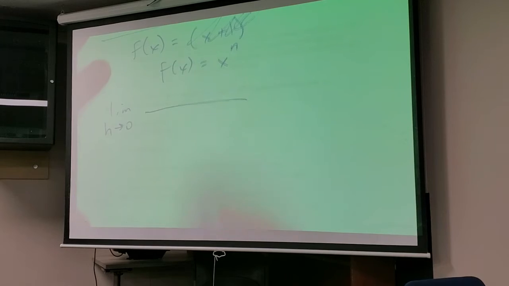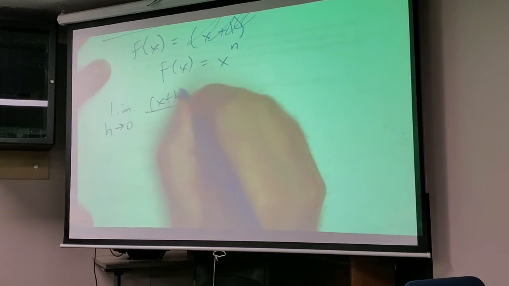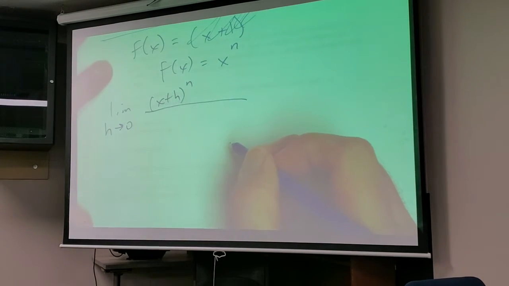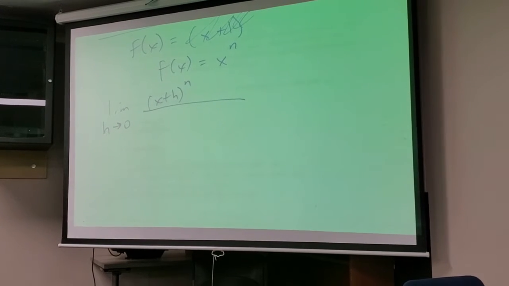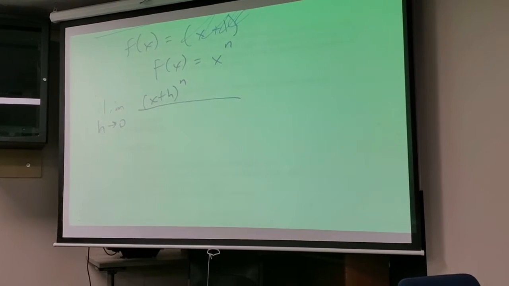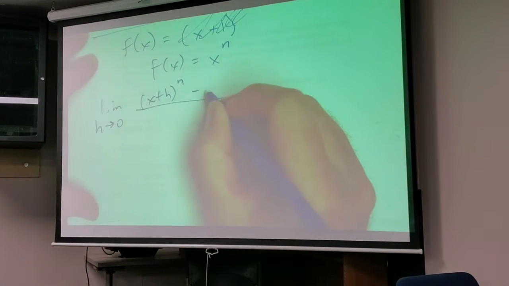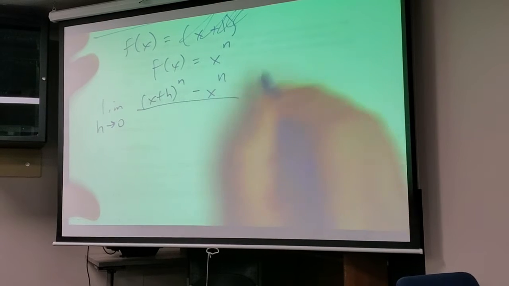(x + h)^n. Yes. Oh, man, that's beautiful. Not only is that not squared or something, it's not even defined, Jeff. What kind of shit is that? Minus x^n over h.